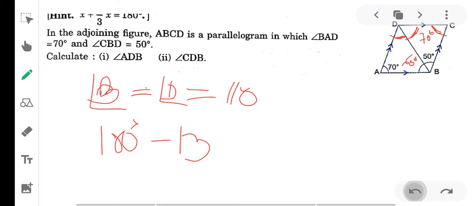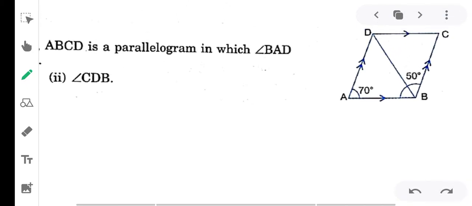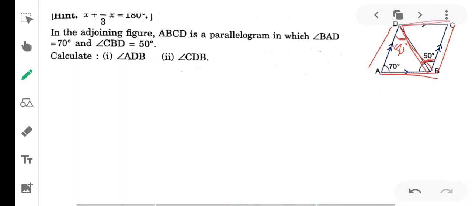Okay, or you can prove it like this. If ABCD is a parallelogram, then opposite sides are parallel. So BC is parallel to AD and CD is parallel to AB. Now with DC parallel to AB, if BD is a transversal, then these two angles are equal. That means DBC equals ADB. That means this will be 50 degrees. Like that you can solve this question also.